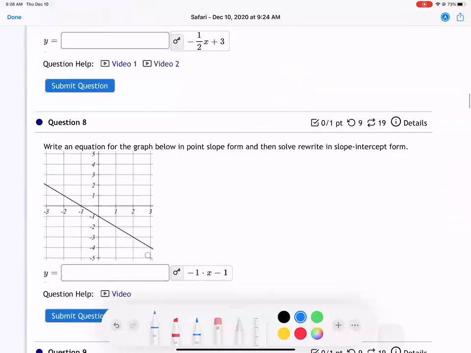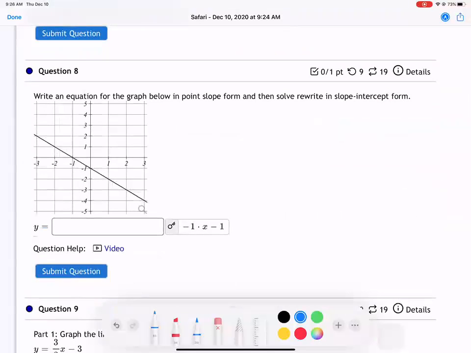Okay, let's continue. Write an equation for the graph below in point slope form and then solve and rewrite. If we want to just write the equation of this graph, we can ignore this since this is a multiple choice. We could write it in point slope form as y minus y1 is equal to m times x minus x1. And we're looking for a point, any point you want. We can pick the point 0 comma negative 1. And the slope is negative 1 over 1, which is just negative 1.